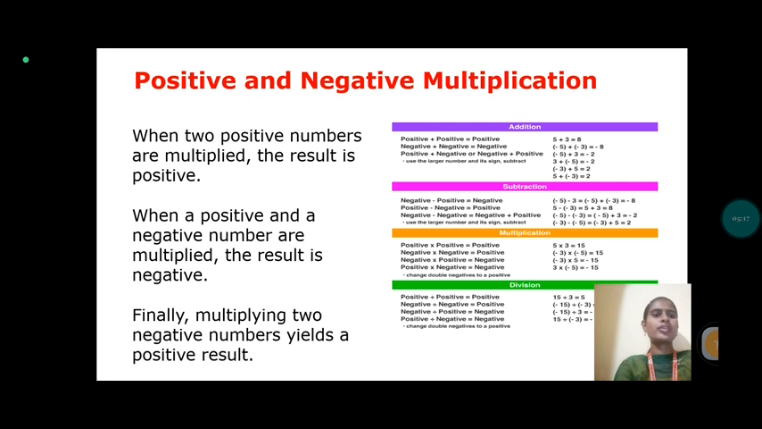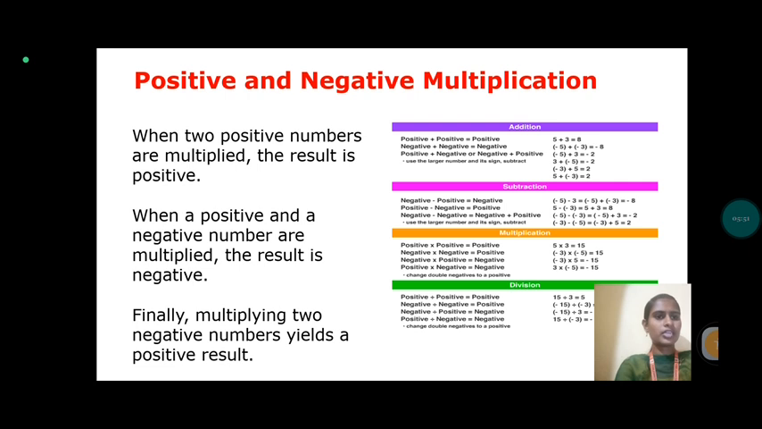Then next, positive and negative multiplication. When two positive numbers are multiplied, the result is positive. When a positive and a negative number are multiplied, the result is negative. And finally, multiplying two negative numbers gives a positive result. Example, addition. Positive plus positive is equal to positive, and negative plus negative is equal to negative. Negative plus positive or positive plus negative depends on the magnitudes.